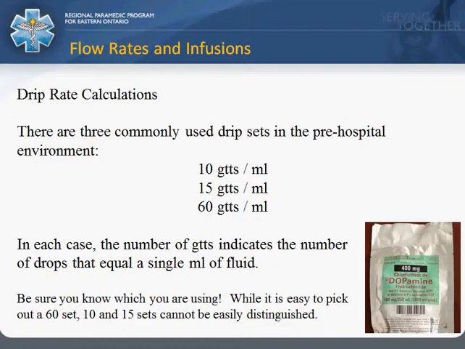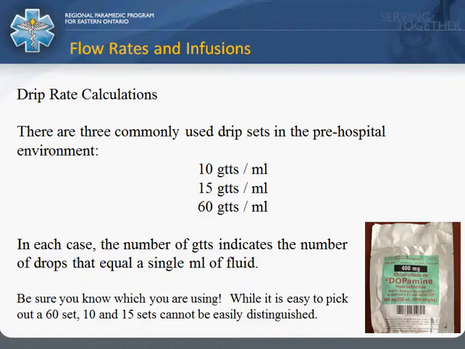Drip rate calculations. Before we can calculate anything at all, we need to figure out what kind of drip set we're using. There's 2 or 3 common drip sets used in the pre-hospital environment: 10 drops per milliliter, 15 or 60 drops per milliliter. 10 and 60 are probably the most common. You may find a 15 hidden in there somewhere.